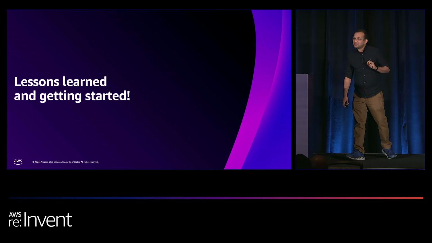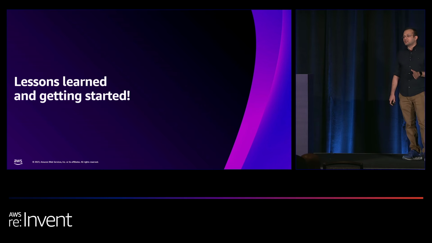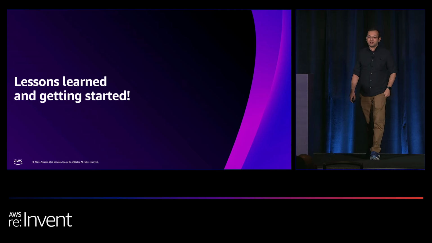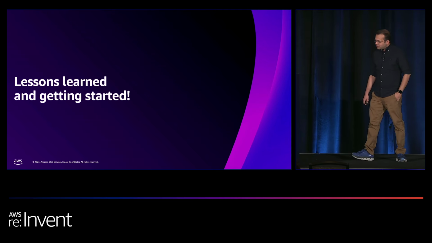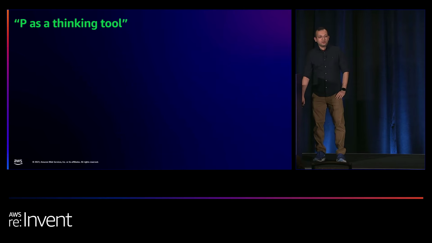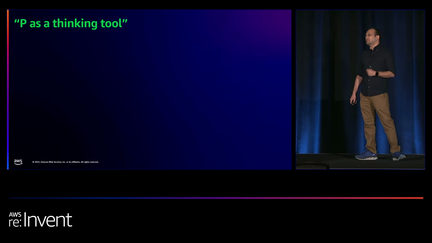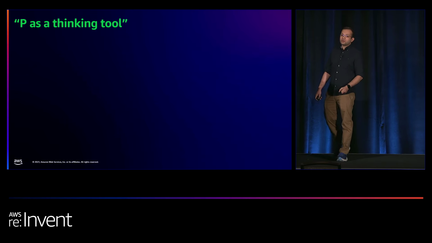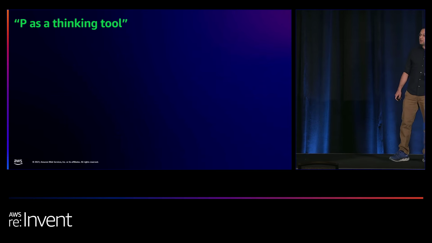But I would like to share with you a few more lessons that we learned over the past few years using these techniques at AWS, and how you can get started and add these concepts in your development process as well. So one of the first lessons that we learned was that when you start using P, P is acting as a thinking tool. The reason it's acting as a thinking tool is because it is forcing system builders and developers to answer several questions at design time itself.